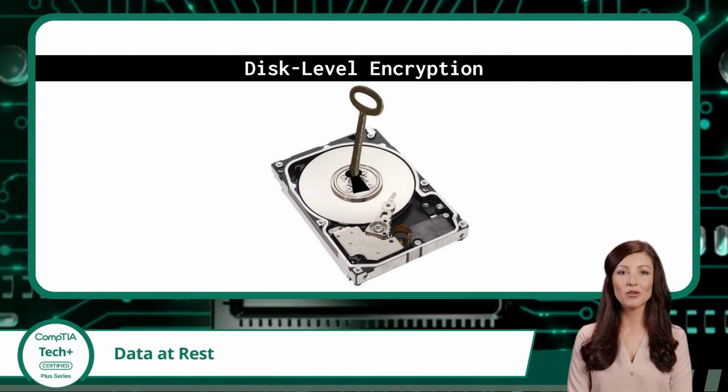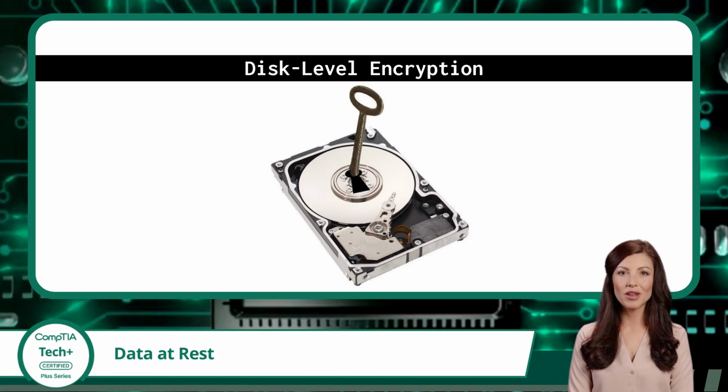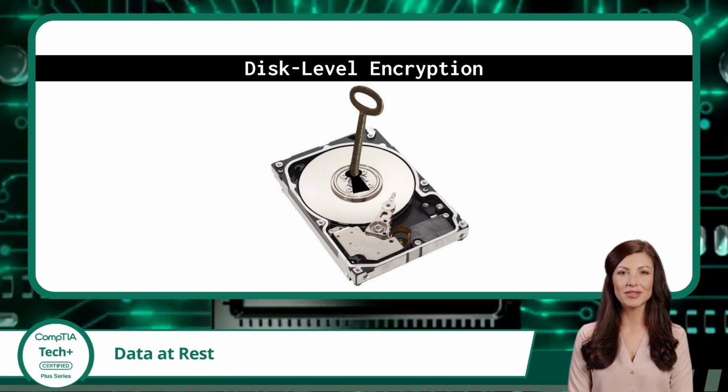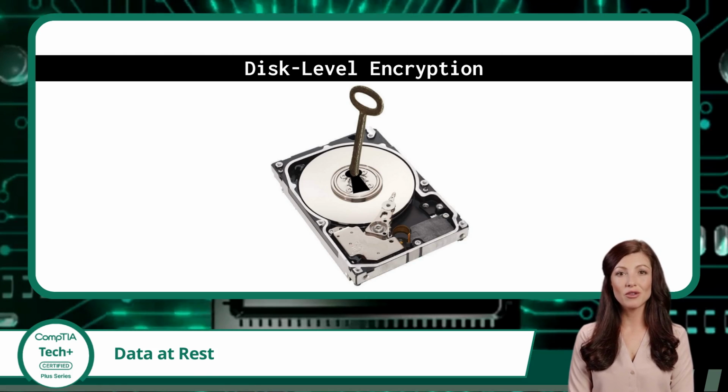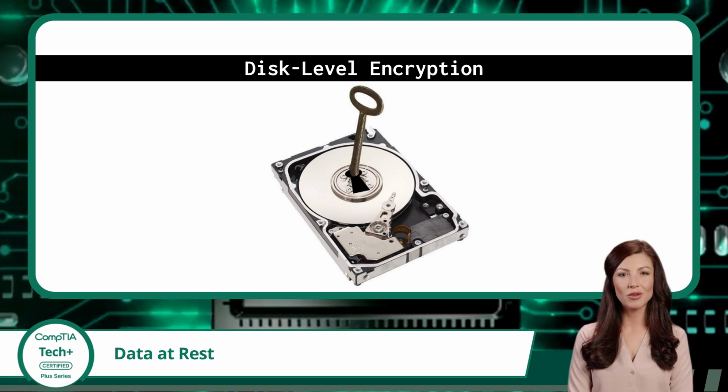While file-level encryption focuses on safeguarding specific files or directories, disk-level encryption takes a more comprehensive approach. Think of disk-level encryption as a protective shield that encompasses the entirety of a storage device, such as a computer's hard drive or an external storage disk. When we talk about protecting everything on your computer, disk-level encryption is the go-to solution.